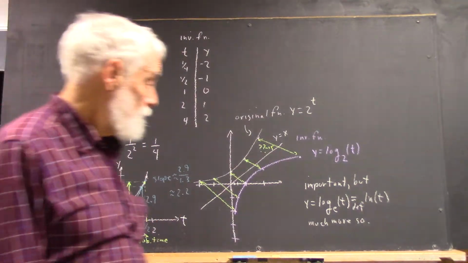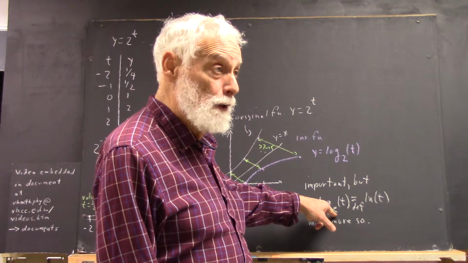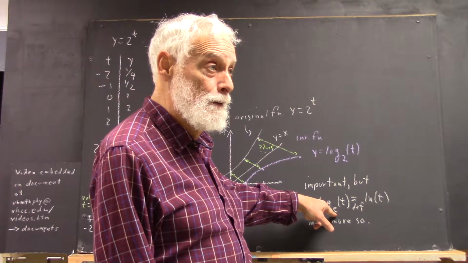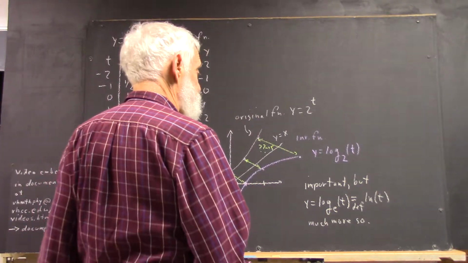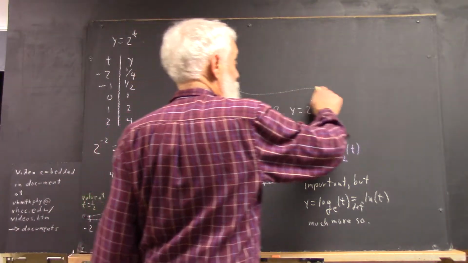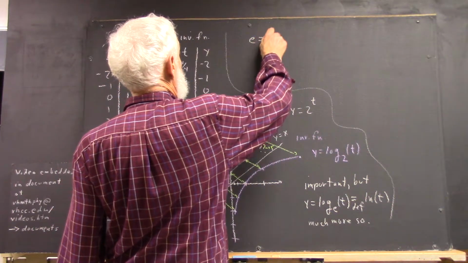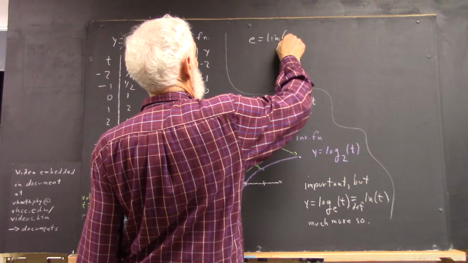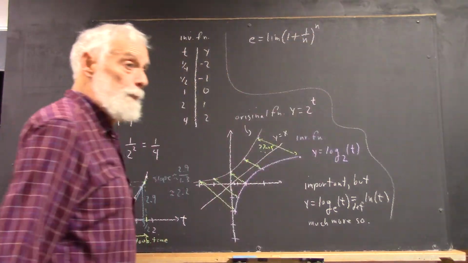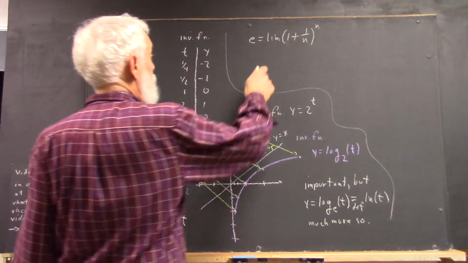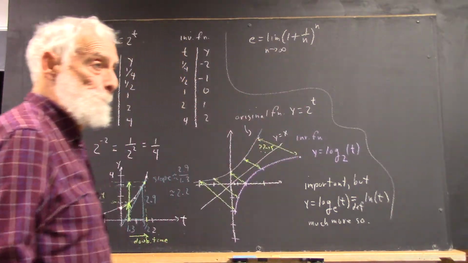But we haven't even talked about what e is. Anybody know what e is? Well, we need to talk about that, so that's where we're going to head. I'm going to tell you what e is. e is the limiting value of 1 plus 1 over n raised to the nth power, limit as n approaches infinity. Okay?